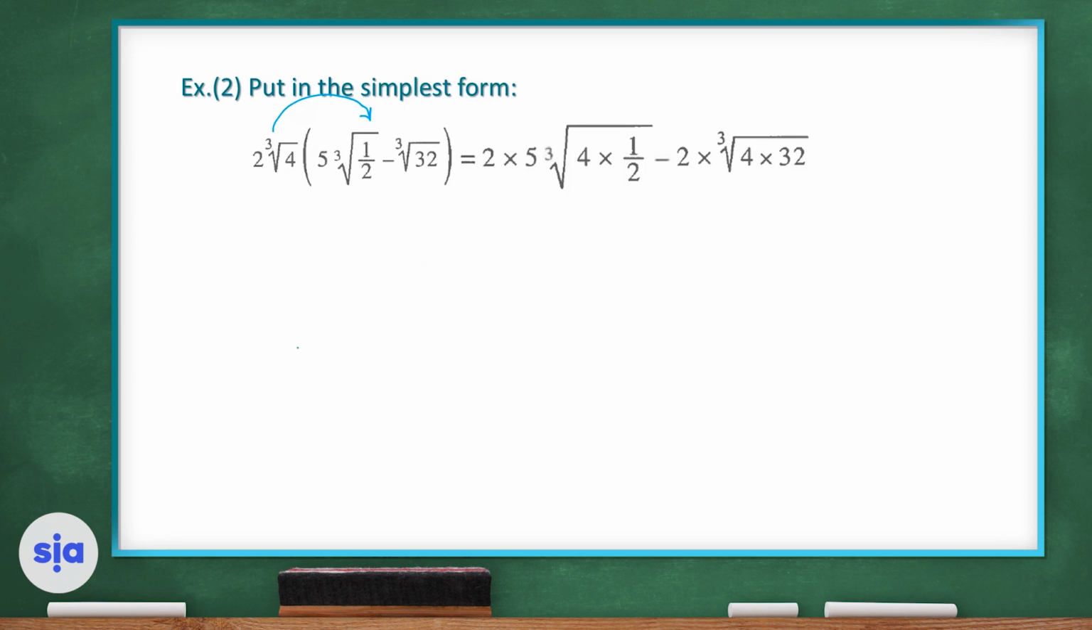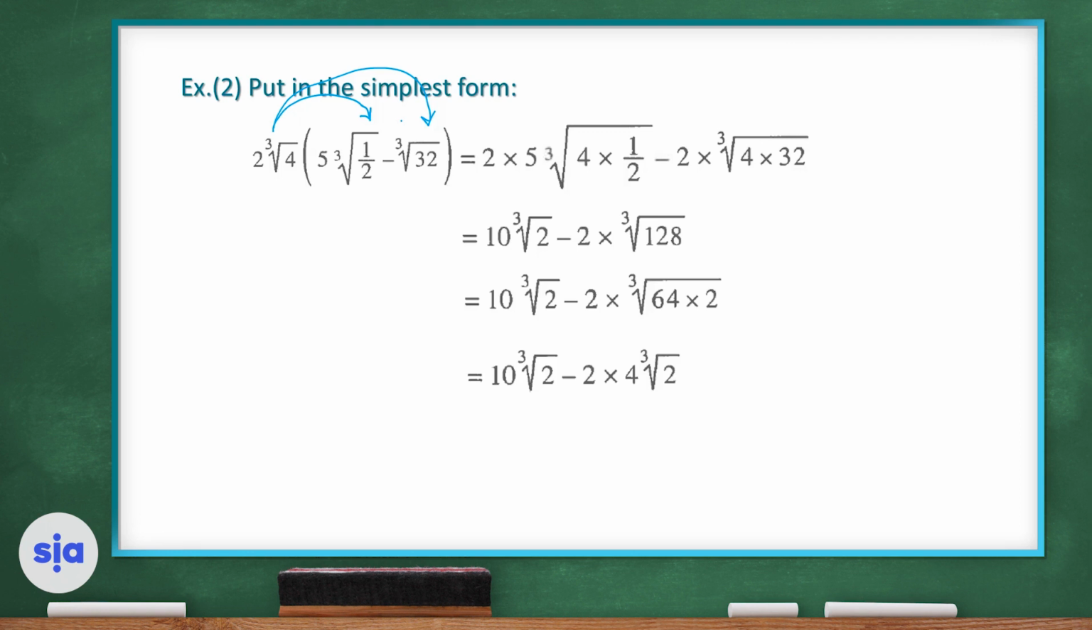The 2 cubic root of 4 will be multiplied by the cubic root of 32. So it will be 2 times the cubic root of 4 times 32. If you simplify this, 2 times 5 is 10, cubic root of 4 times half, which is 2, minus 2 times the cubic root of 128. Then we're going to make the prime factorization of the cubic root of 128. So it will be 10 cubic root of 2 minus 2 times 4 cubic root of 2. Then it's 10 minus 8, which is 2 cubic root of 2.